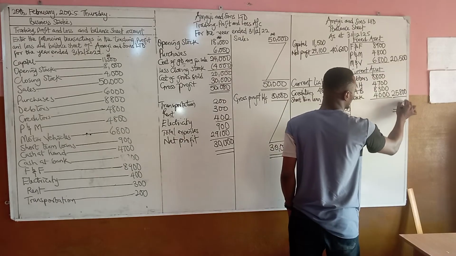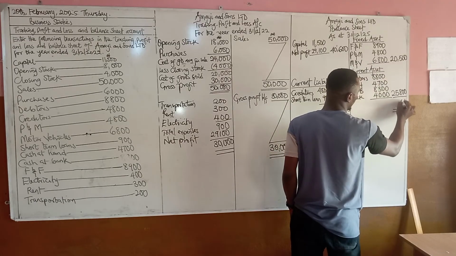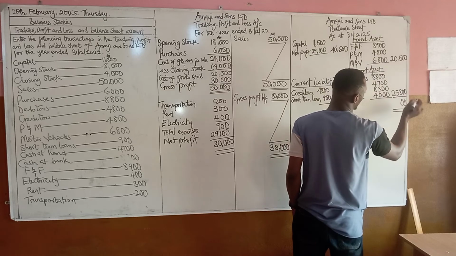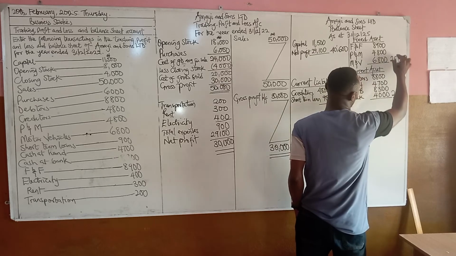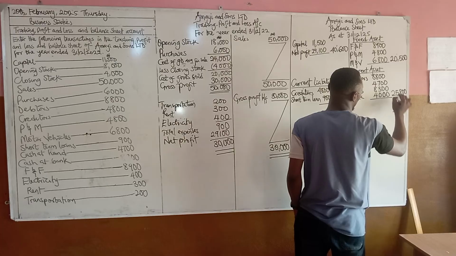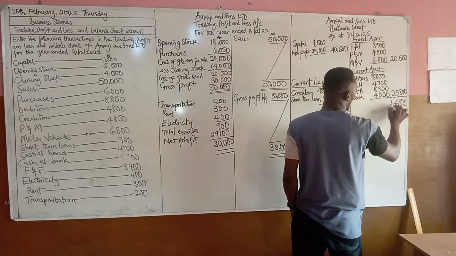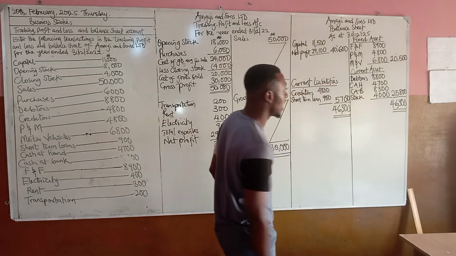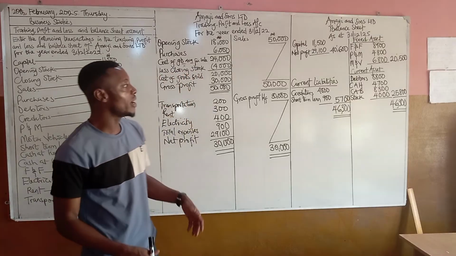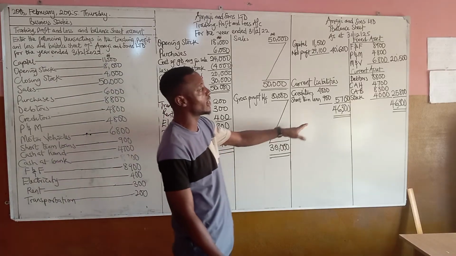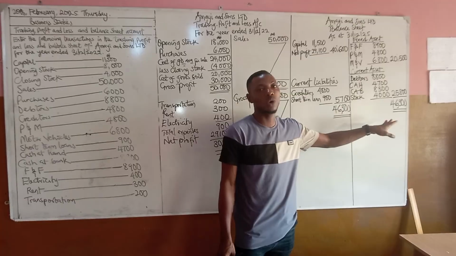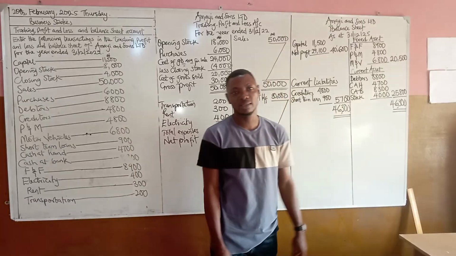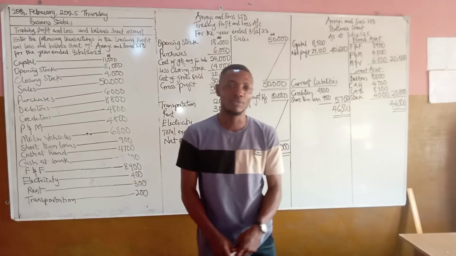0 plus 0, 0. 5 plus 8, 13. 3 carry 1. 1 plus 5, 6. 2 plus 2, 4. Which gives us 46,300. Meaning the same amount we have in the debit side corresponds with what we have on the credit side. That brings us to the end of our lesson.